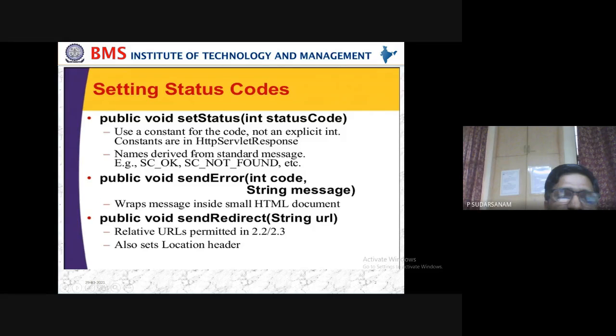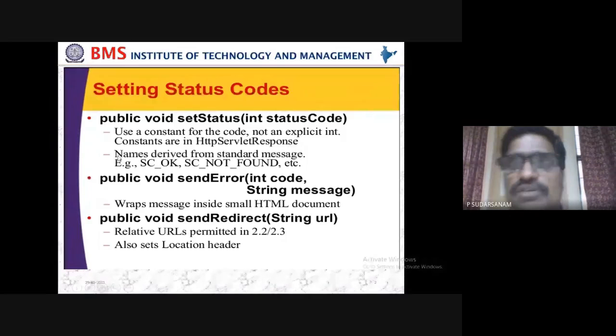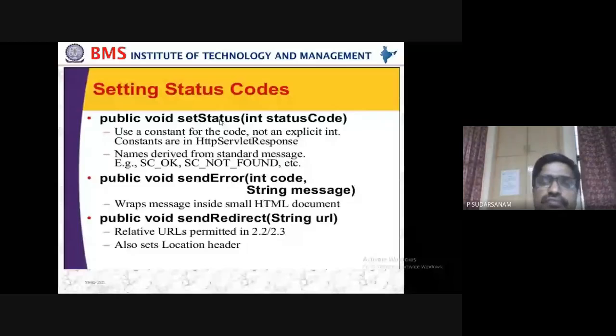So here is what will happen with HttpServletResponse and how it works. Use the constant for the code, not explicit integers. Constants are in HttpServletResponse. Examples I told you already: SC_OK, SC_NOT_FOUND. Either you can write any one of these, or you can write the integer values. The integer values we will be discussing now.